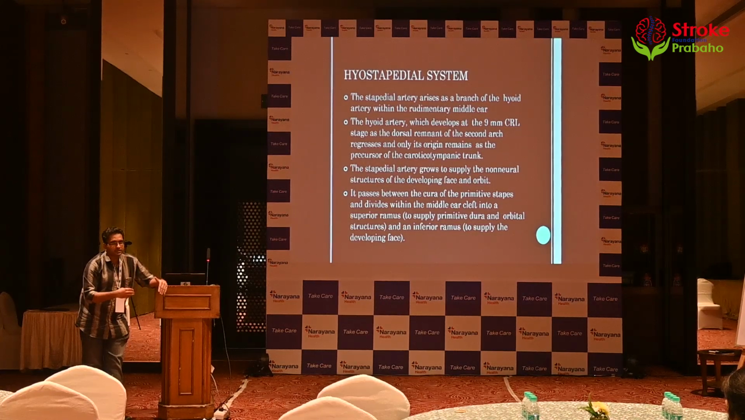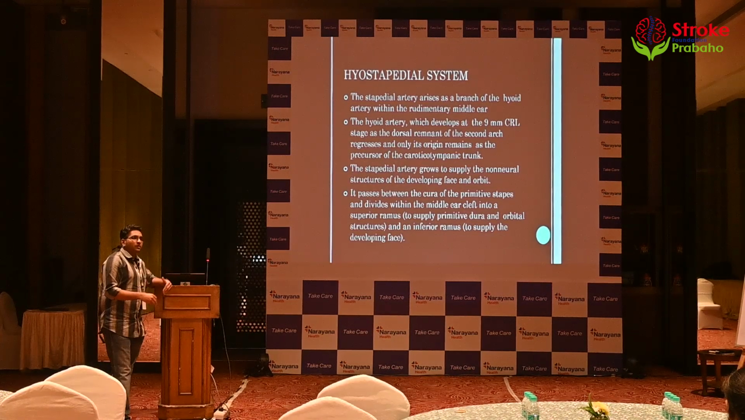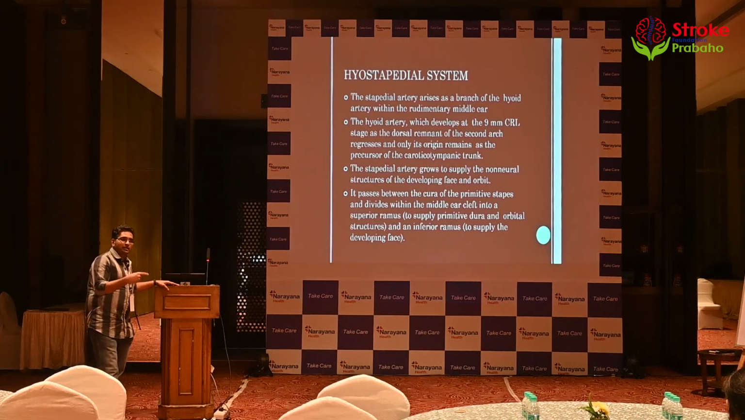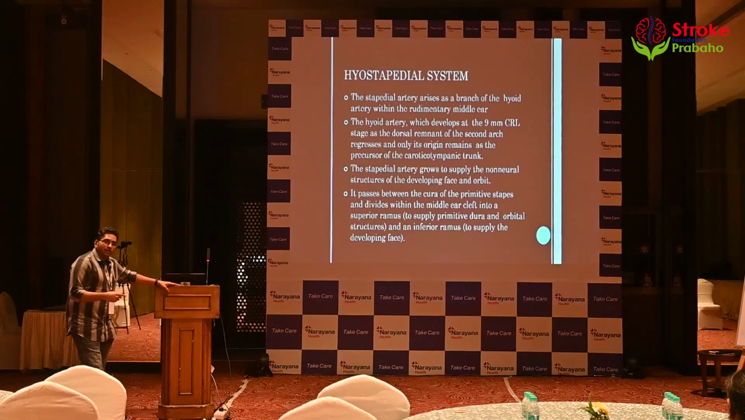If the ICA becomes agenetic, then it's going to be the ECA or the vertebral supporting it. But how do they exactly support it? For that, there are 3 or 4 developing systems. One is the hyostapedial system, which I spoke about. Again, to recap, hyo is your second arch remnant. Stapedial is the continuation of the hyoid, or the connection between your second and your first. What it does in the adult, it becomes your caroticotympanic trunk.